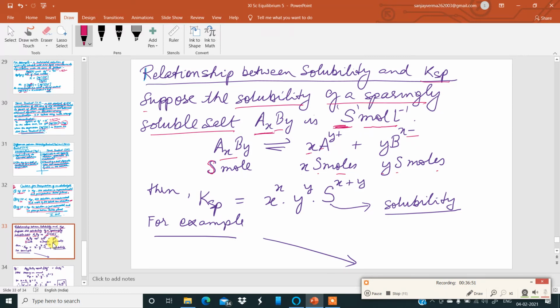So this is the formula to get the solubility product in terms of solubility. Learn this formula. Ksp is x raised to the power of x, into y raised to the power of y, into solubility to the power of x plus y. This is the formula which you will have to remember for every sparingly soluble salt whose relationship between solubility product and solubility is demanded in your examination.